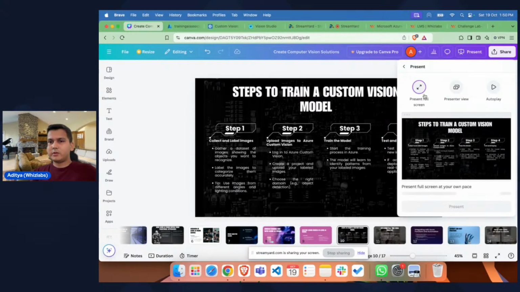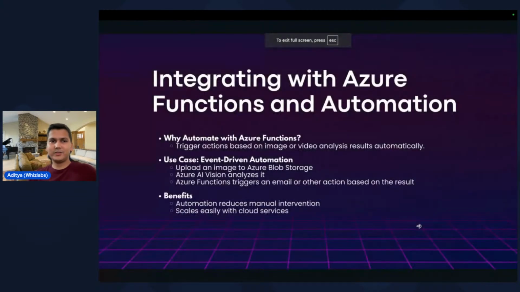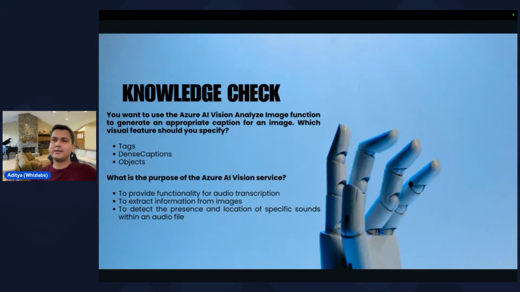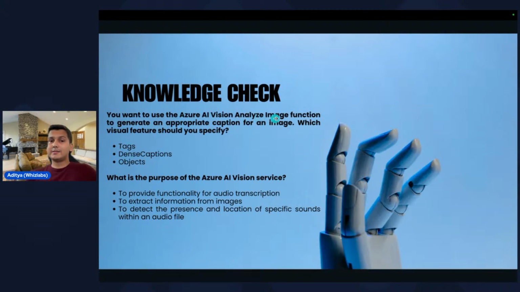I have a few things for you guys to test your knowledge. How can we go without testing our knowledge? Okay, we have done the demo. Now the time is for knowledge check. I focused on a very important thing when we were doing image analysis. Now it's time for you to answer that. The question is, you want to use the Azure AI Vision Analyze image function to generate an appropriate caption for an image. Which visual feature should you specify? Tags, dense captions, objects.